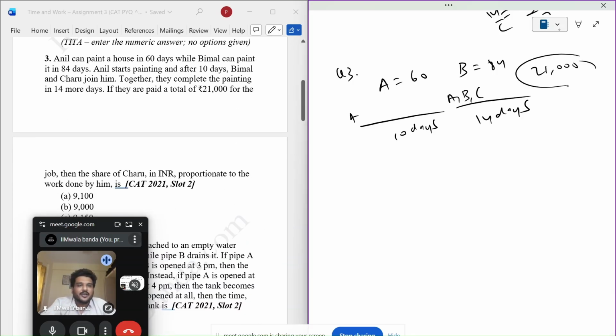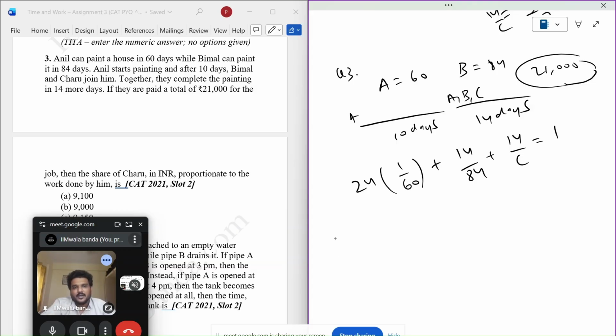So basically, we need to find out number of days taken by C, and then we have to find out what is the work done by ABC in one day, and then we have to distribute the money, right? So can I say that A has worked for 24 days in total, and its one day work is 1 by 60. B has worked for 14 days, and its one day work is 1 by 84. C has also worked for 14 days, one day work is this much, and this should come as 1, right?